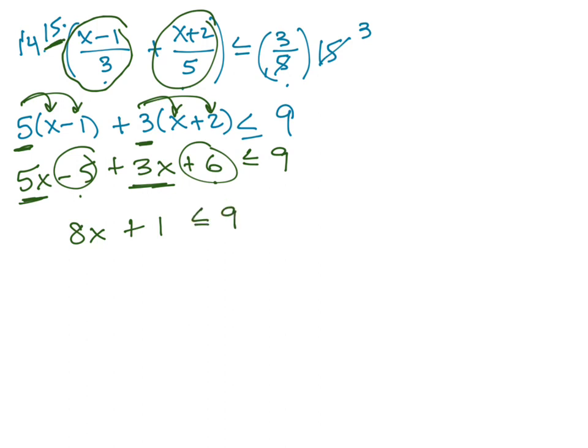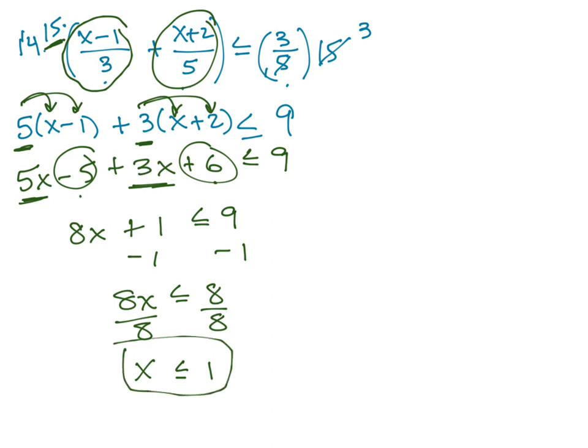And then what? Subtract the 1. 8x is less than or equal to 8. Divide by 8. Switch my sign? No, don't switch your sign. Why not? Because I didn't divide by a negative. So x is less than or equal to 1. Final answer. X is less than or equal to 1.